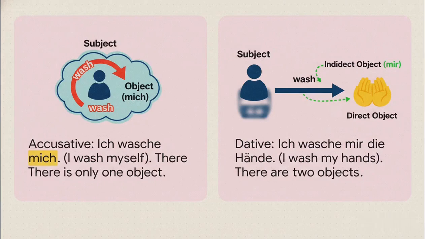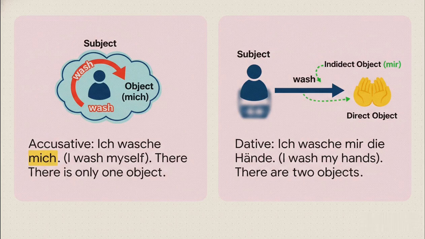Okay, here's the secret. It's actually pretty simple. On the left, ich wasche mich. How many things are being acted on? Just one, me. So we use the accusative, mich. But now look at the sentence on the right. Ich wasche mir die Hände.